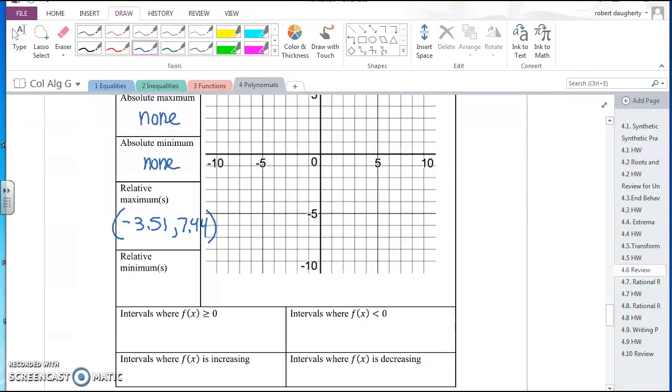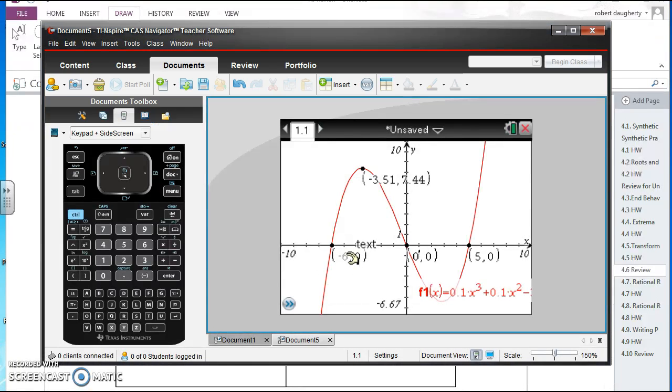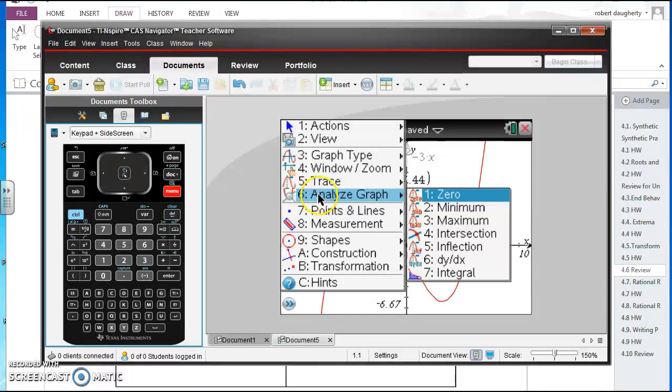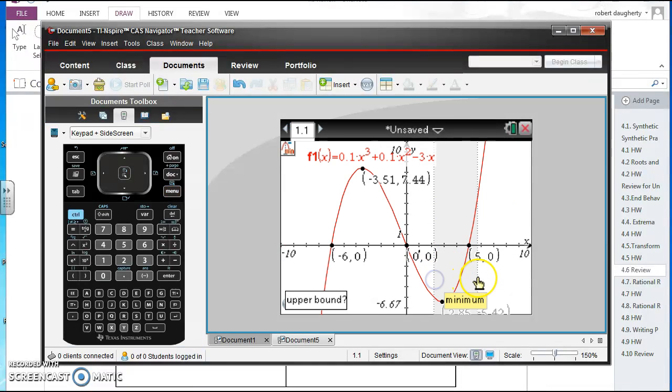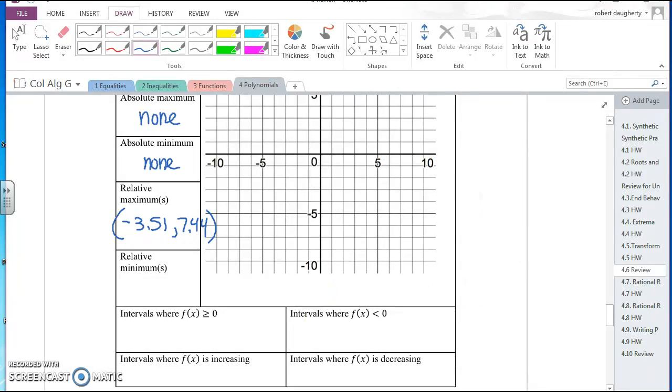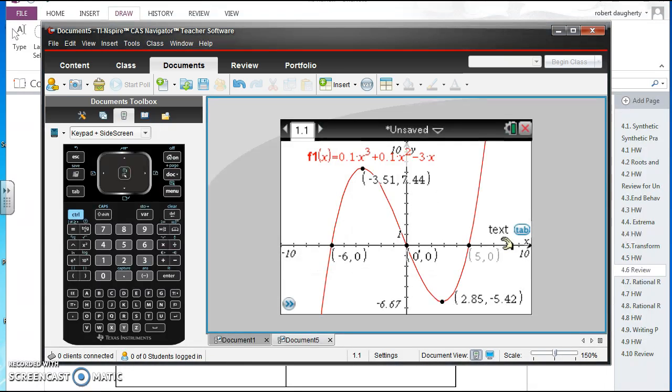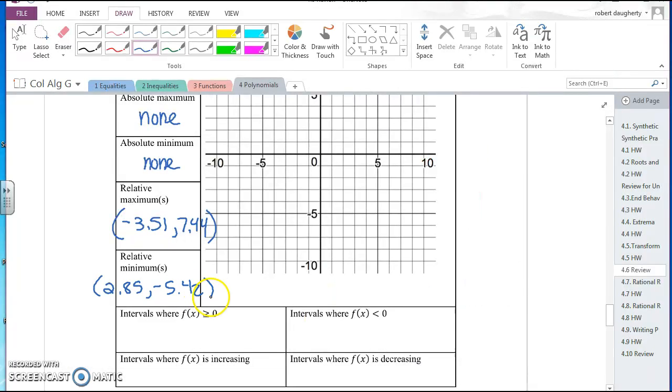Make sure I got that right. -3.51, 7.44. Relative minimum. So I need to go over to the right side of the graph to get that minimum. So menu, analyze, minimum. The minimum is going to be 2.85, -5.42. So that is the relative minimum, okay?